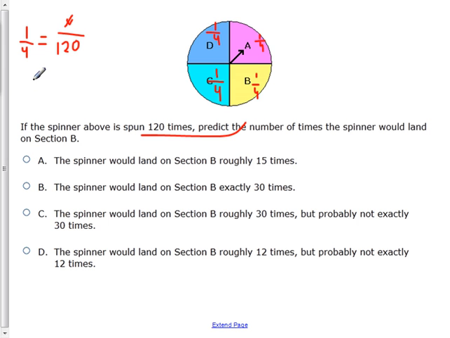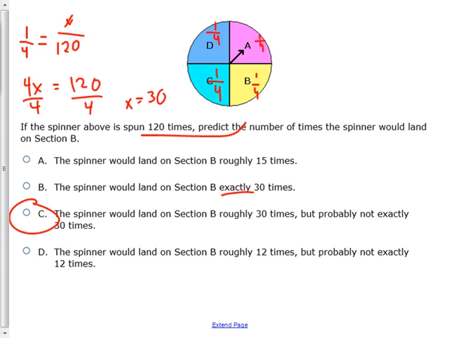Whoops, clicked the wrong page. So I have 4x is equal to 120, and then let's divide both sides by 4. So I'm going to get x is equal to 30. Now remember, this is a prediction. So it says the spinner would land on section B exactly 30 times. Well, 30 matches, but we don't want it to say exactly. So the spinner would land on section B roughly 30 times, but probably not exactly 30 times. So that's the choice we're looking for right there.